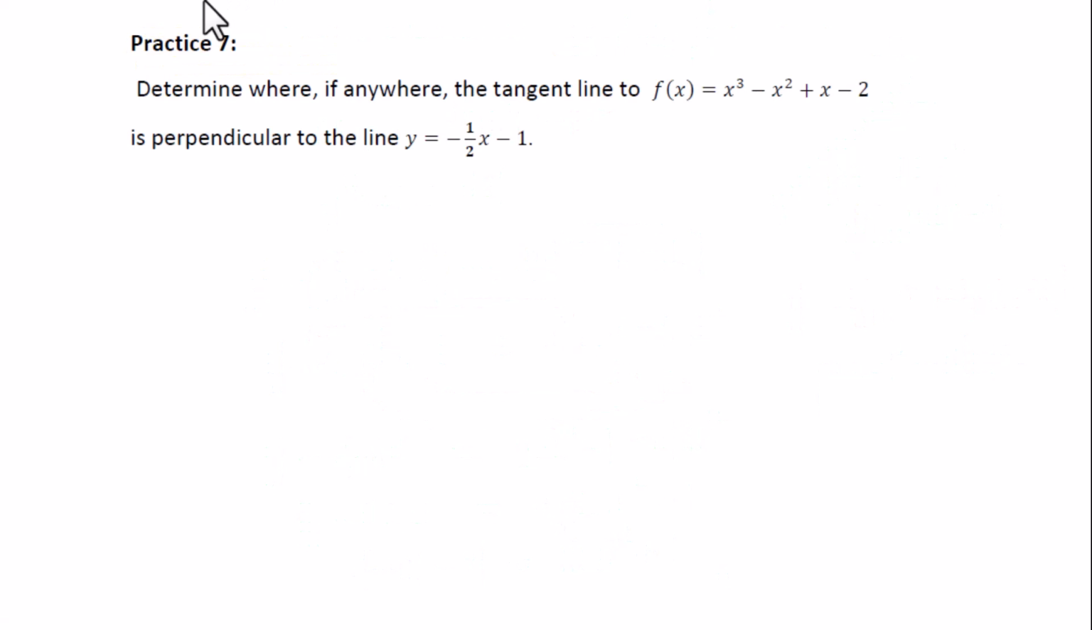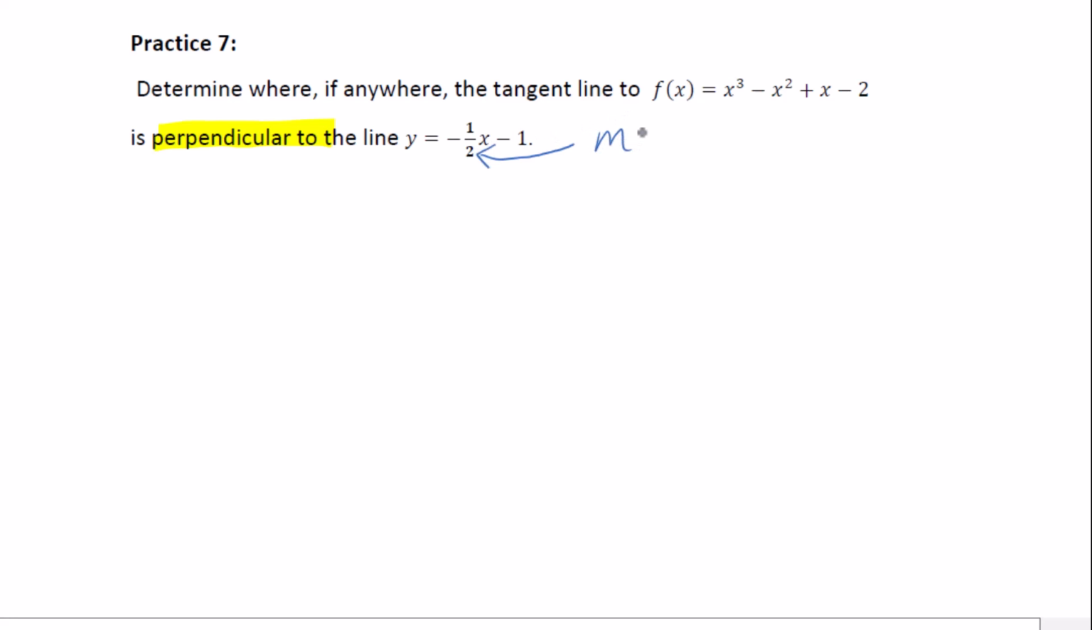Let's go to practice 7. Determine where, if anywhere, the tangent line to f of x equals x to the third power minus x squared plus x minus 2 is perpendicular to the line y equals negative 1/2 x minus 1. Keywords here, perpendicular to the line. We need to figure out this slope, that equals negative 1/2. Tangent line is perpendicular to this line, which means the slope of the tangent line equals, we will do the opposite reciprocal. So we get slope of tangent line equals 2.